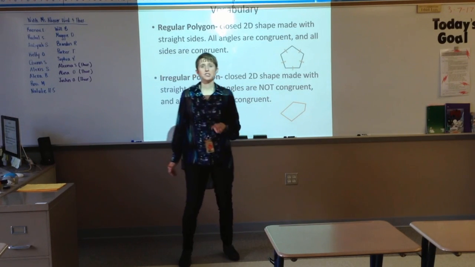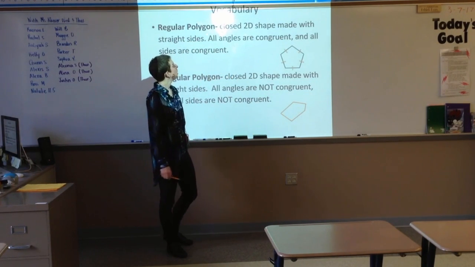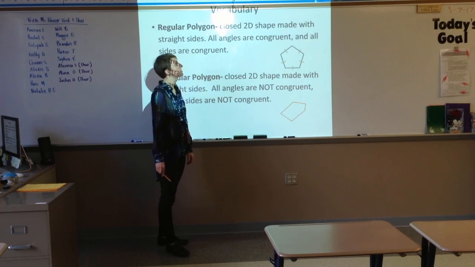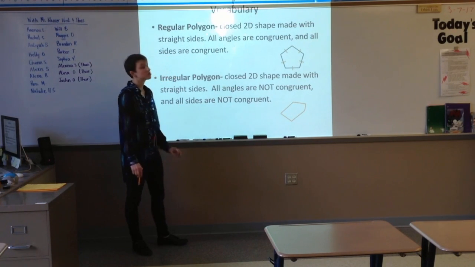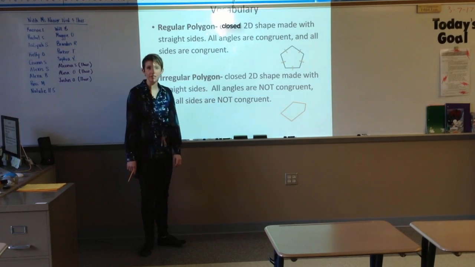We have two definitions that we need to get down. The first definition is for regular polygon. A regular polygon is a closed 2D shape made with straight sides. All angles are congruent and all sides are congruent.